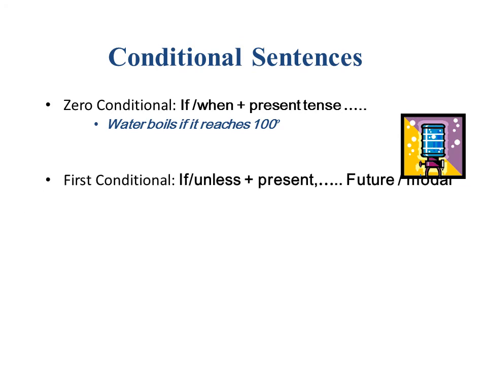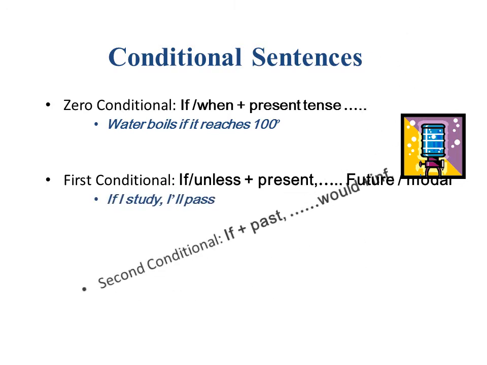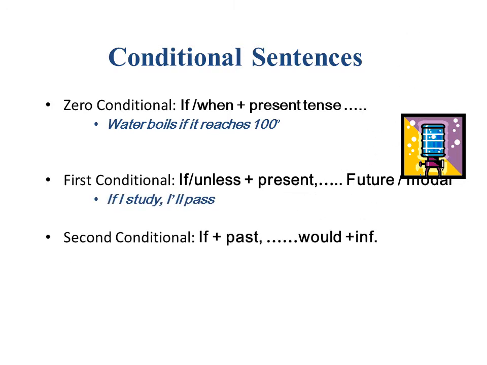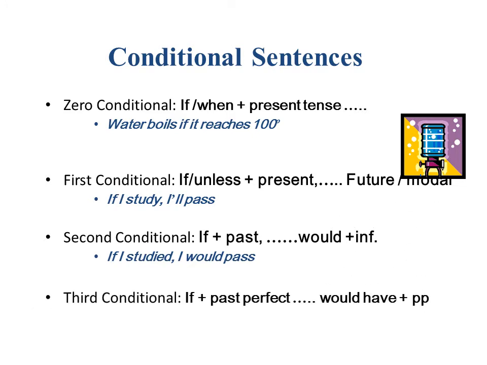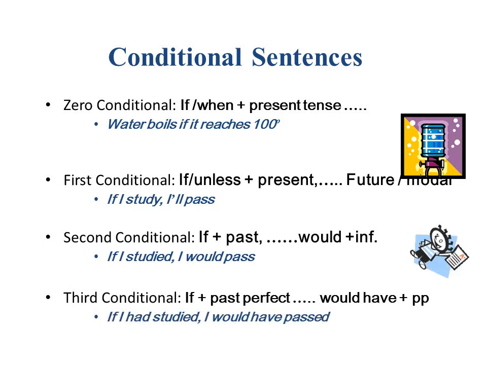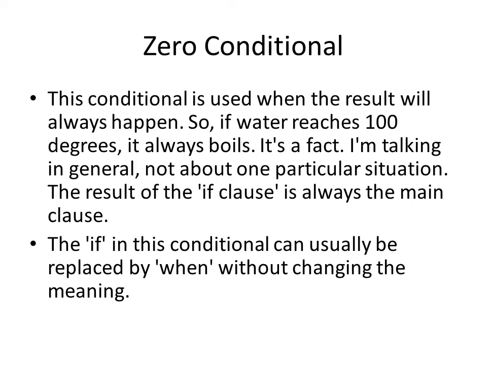We have a first conditional, which will be the next lesson, which is if or unless for the first clause, in the present with a future or a modal verb. If I study, I'll pass. We also have the second conditional, if with the past and then would and infinitive. If I studied, I would pass. And there's a third conditional, if with the past perfect and would have and the past perfect. If I had studied, I would have passed. You're going to study and you're going to pass.